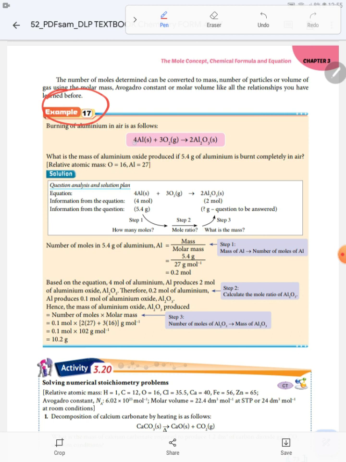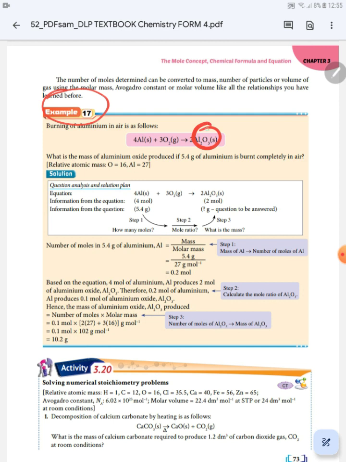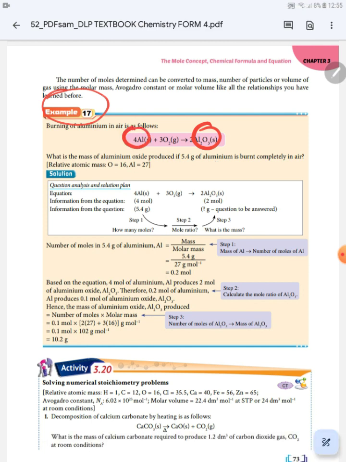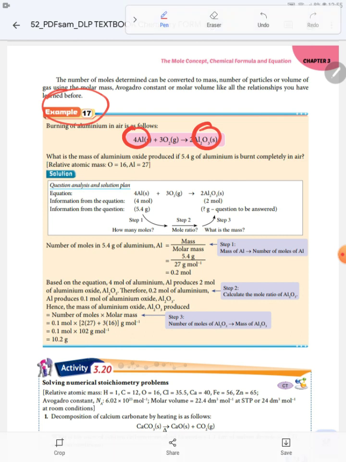Okay, so that means 4 mole of aluminium react with 3 mole of oxygen, we produce 2 mole of aluminium oxide. Okay, now the question is, what is the mass of aluminium oxide produced if 5.4 gram of aluminium is burned completely in air? Okay, so here the first thing is you have to calculate or find the number of mole of the given information.